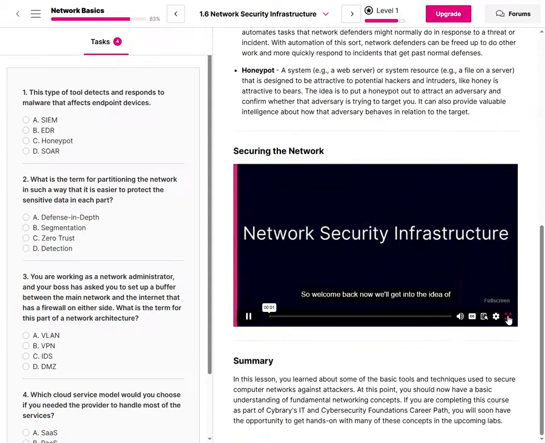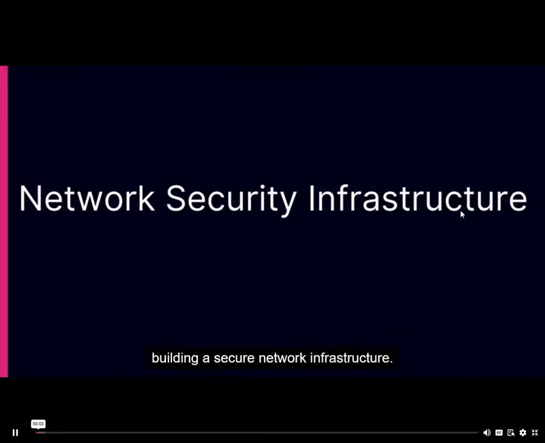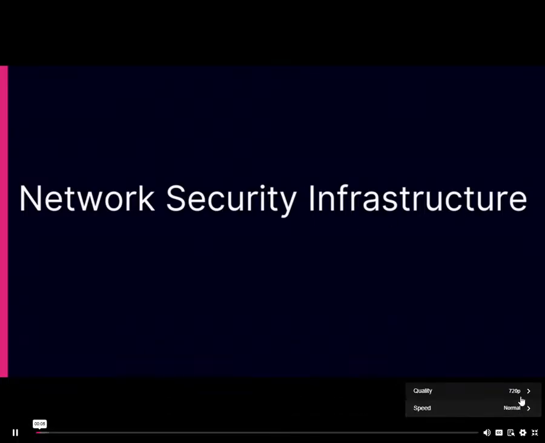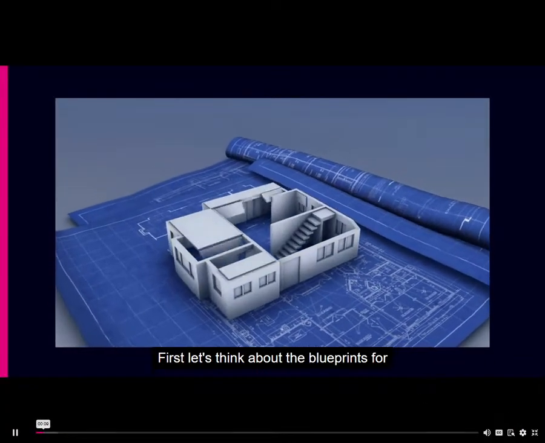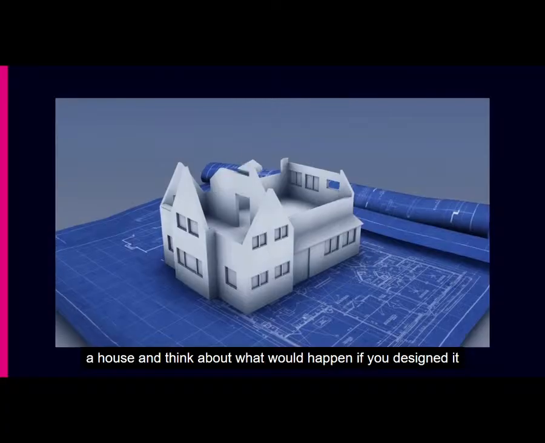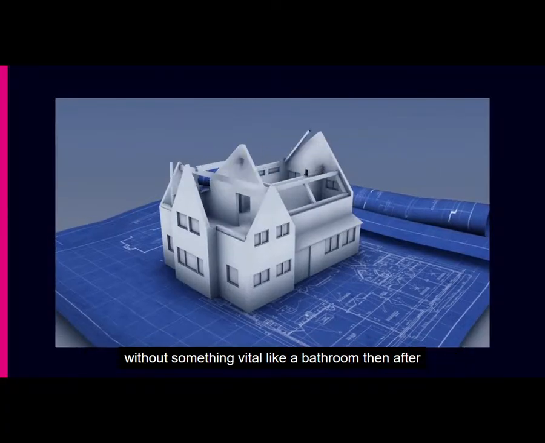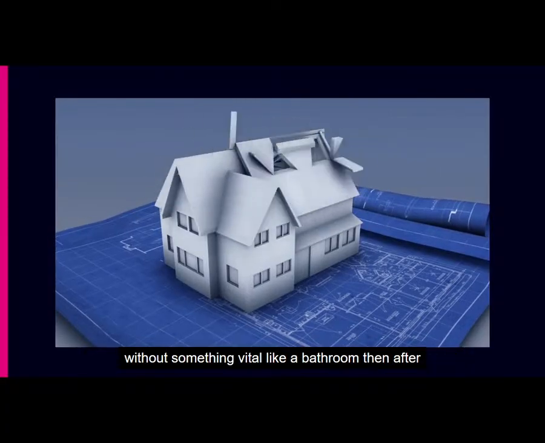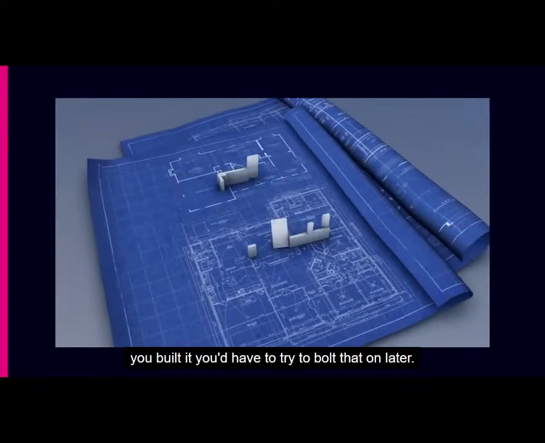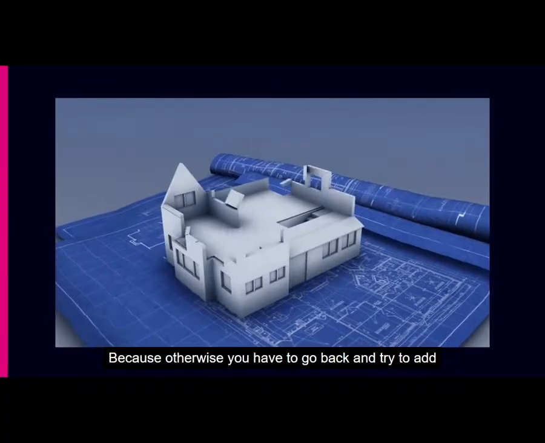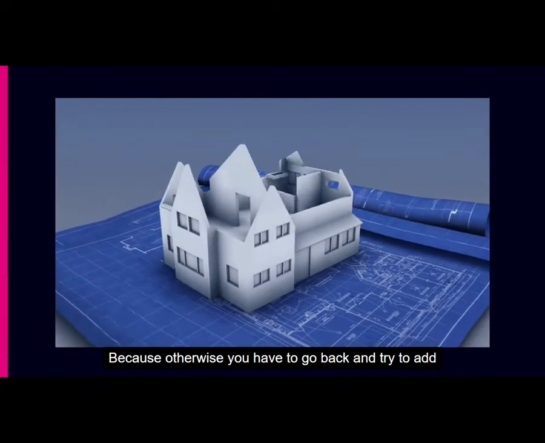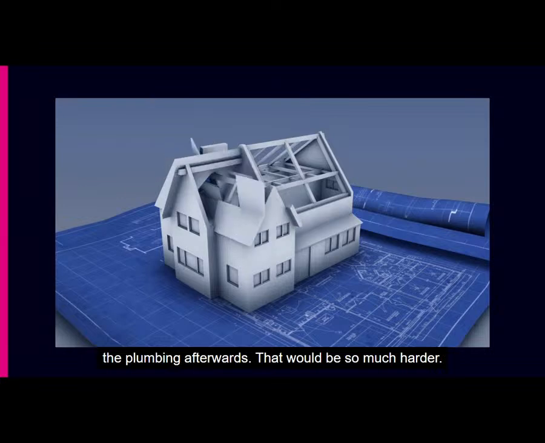So, welcome back. Now we'll get into the idea of building a secure network infrastructure. First, let's think about the blueprints for a house and think about what would happen if you designed it without something vital like a bathroom. Then, after you built it, you'd have to try to bolt that on later. It would be far better to build it in from the beginning, right? Because otherwise, you have to go back and try to add the plumbing afterwards. That would be so much harder.